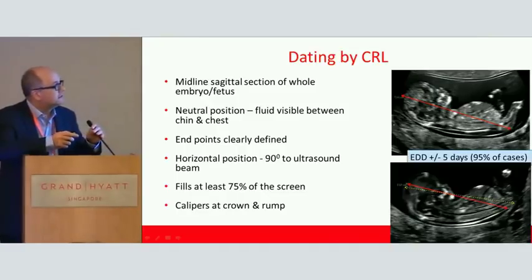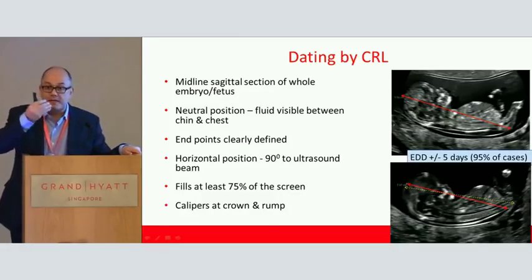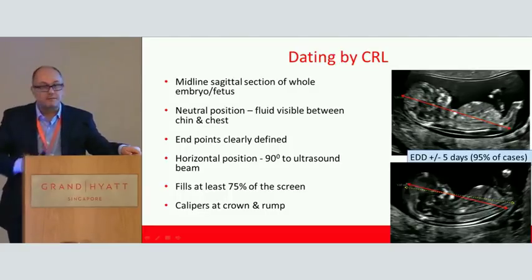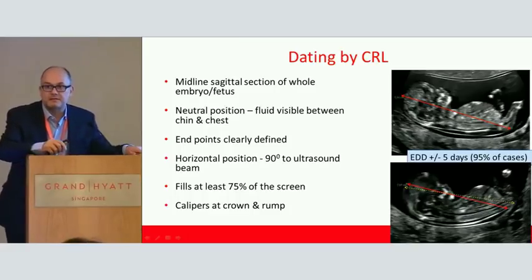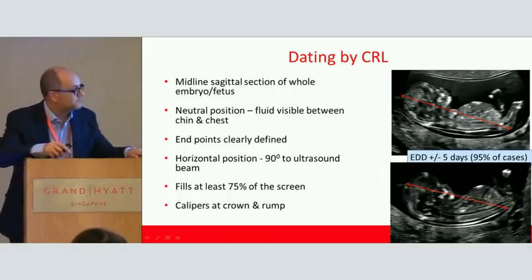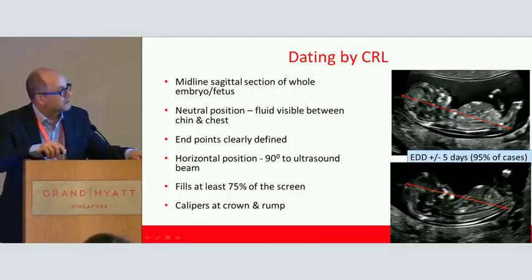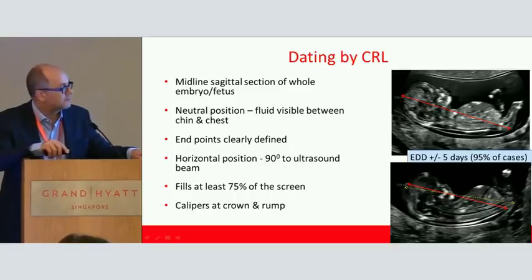So these are the criteria to properly measure the crown rump length. A midline sagittal section of the whole baby, right through the middle of the baby. You have a neutral position. The baby is like a soldier, straight. Not overextended and not curled up. And in order to judge that, you see some fluid here between the neck and the chest. A little bit less here at the bottom. Can you see that? So this baby is more curled, so you will underestimate the crown rump length.